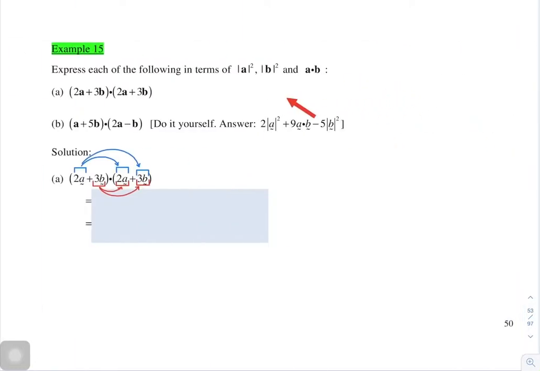In example 15, we are asked to express the dot product between this vector and this vector, this vector and this vector. In part A, we are asked to do a dot product between 2a plus 3b and itself, 2a plus 3b. So basically what you're going to do is do a dot product term by term. So we're going to take 2a dot with 2a, 2a dot with 3b, and then 3b dot with 2a, 3b dot with 3b.